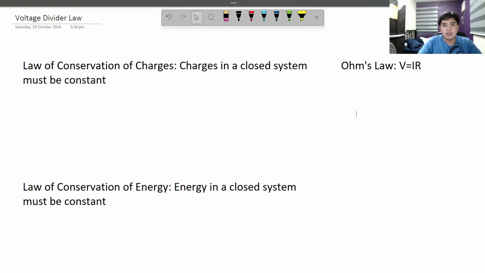Very simple. If a system is a closed system, that means no charges or energy can enter or exit out of that system. Therefore, within that system, energy and charges remain constant. And of course, we have Ohm's law, which just states that voltage is equal to the current times the resistance of a system. So, how are we going to derive the divider laws?